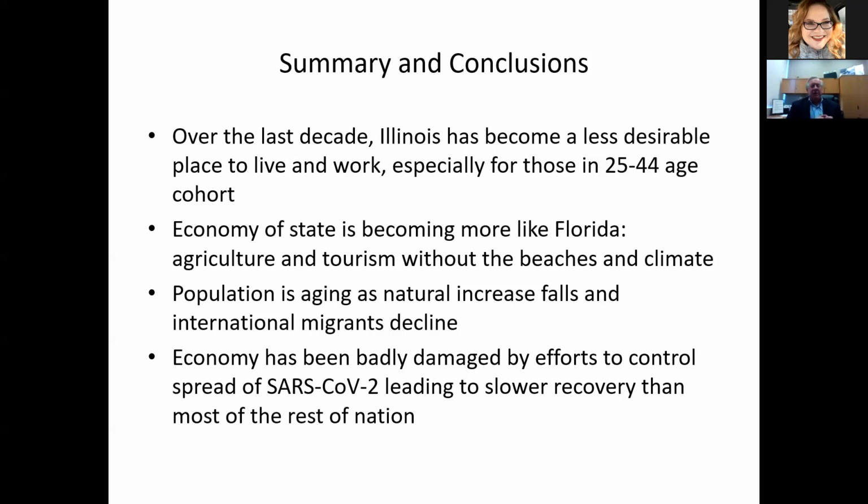The economy of this state has been badly damaged by the efforts to control the novel coronavirus. The problem with that is that these effects are not going to disappear very quickly. It's going to lead to a slower recovery. And because of the issues surrounding the economic structure of Illinois at this point, Illinois, as it has since 2008, is going to recover more slowly than the rest of the nation, because we will depend more and more on this small business entrepreneurship sector of the economy to generate employment.